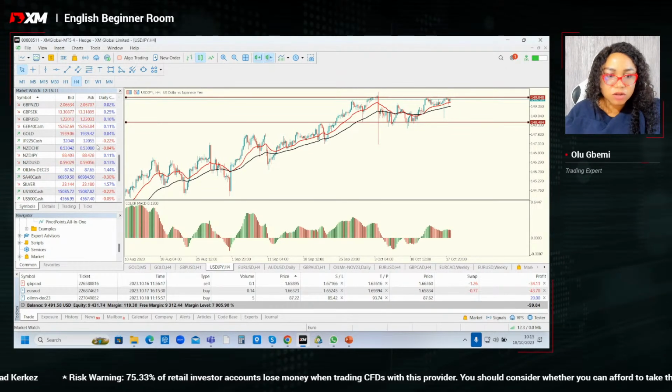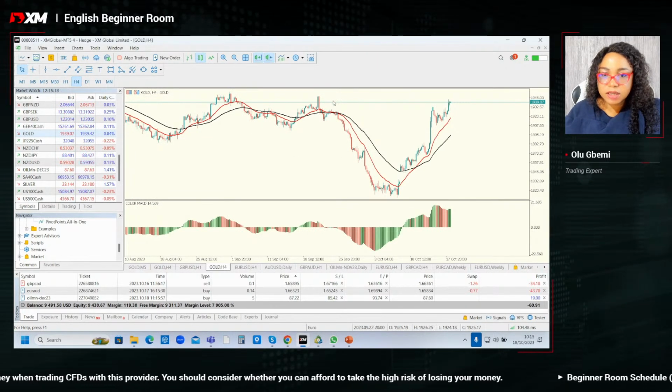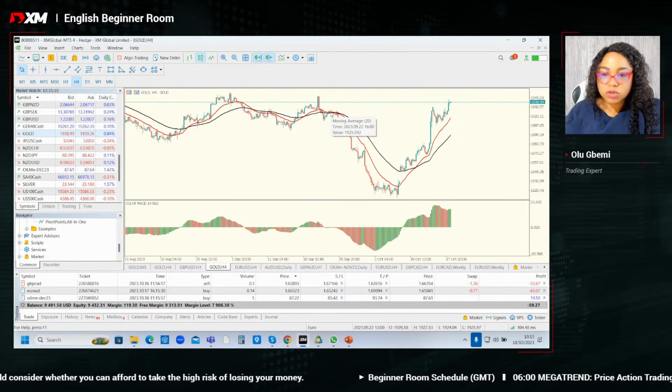So I'm going to take another one. I'm going to look at another instrument. In this case, we have gold. What do we call the trend now?